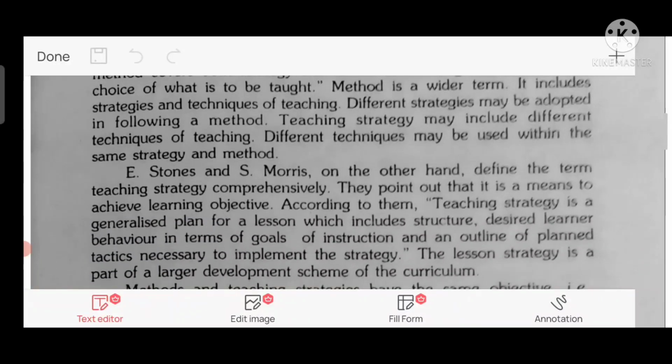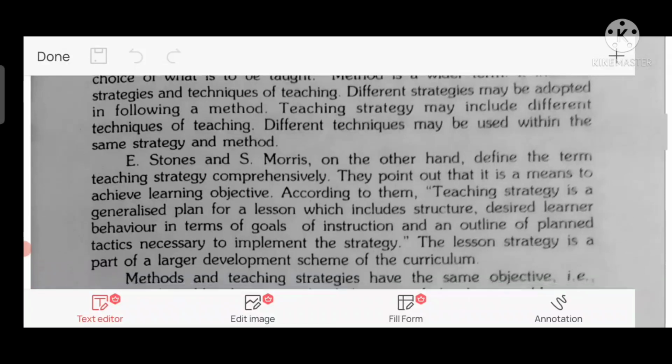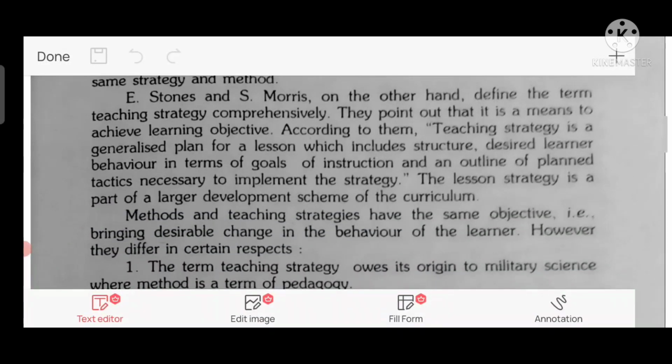Professor E. Stones and S. Morris, on the other hand, define the term teaching strategy comprehensively. They point out that it is a means to achieve learning objectives. According to them, teaching strategy is a generalized plan for a lesson which includes structure, desired learner behavior in terms of goals of instruction, and an outline of planned tactics necessary to implement the strategy. The lesson strategy is a part of a larger development scheme of the curriculum.